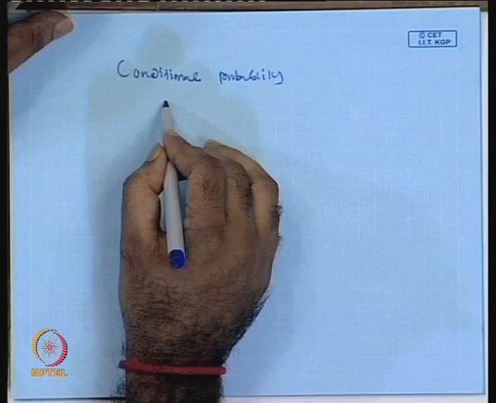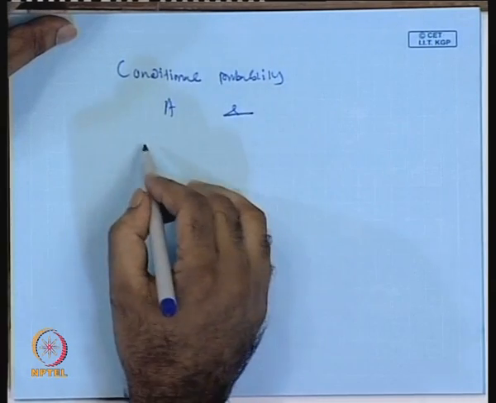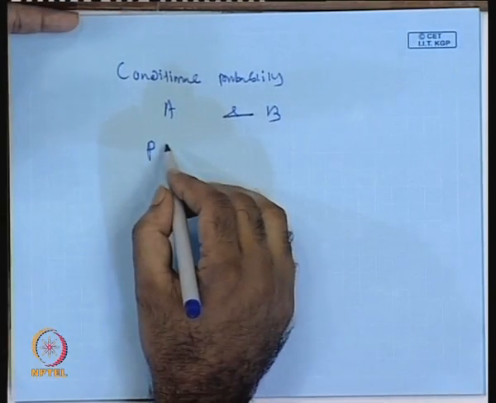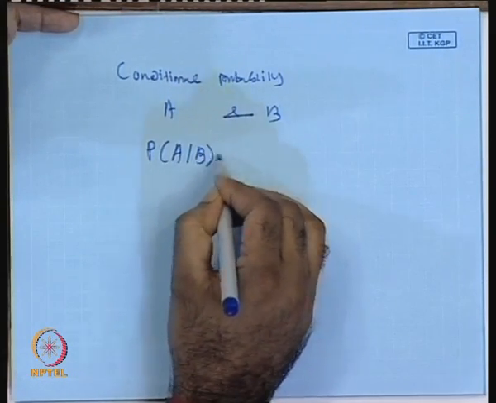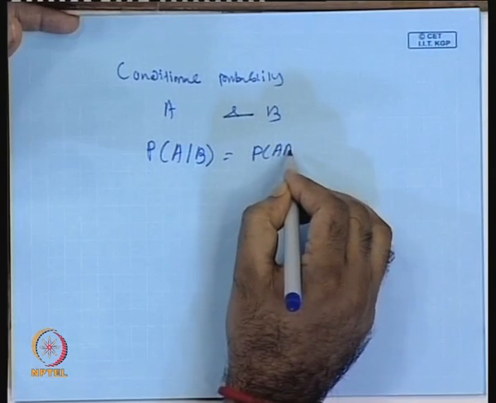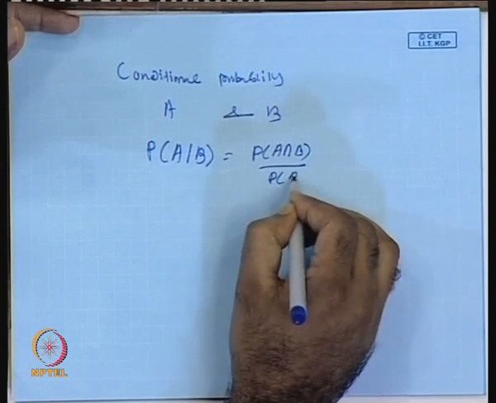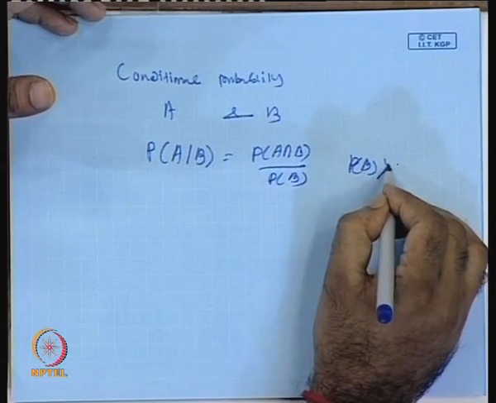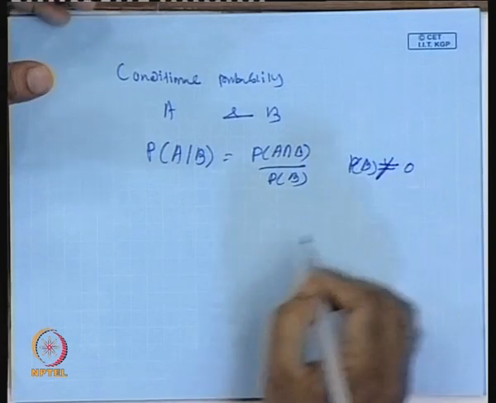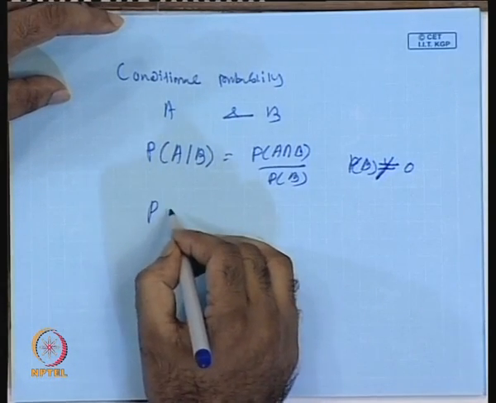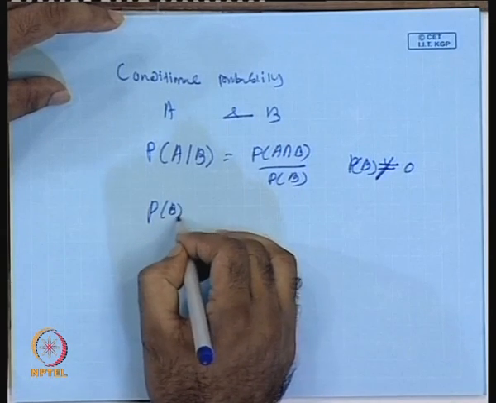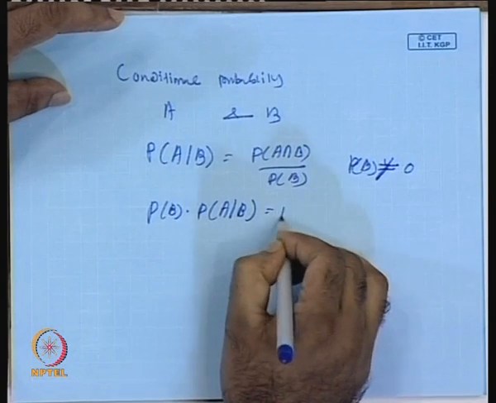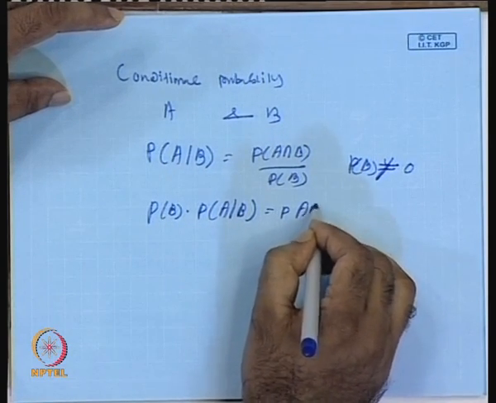So, we take two events, A and B. There are two ways we can define the conditional probability. P(A given B) is nothing but P(A intersection B) divided by P(B), provided P(B) must be positive, that means it should not be equal to 0. Obviously P(B) into P(A given B) is equal to P(A intersection B).